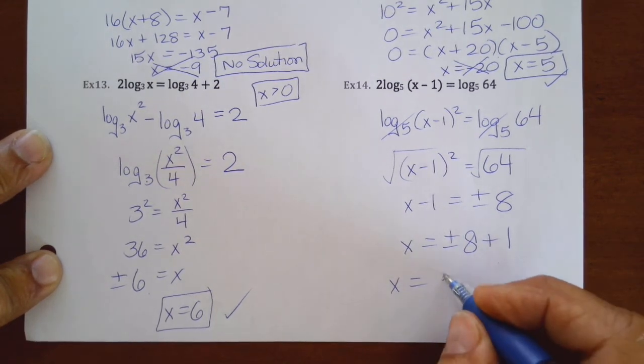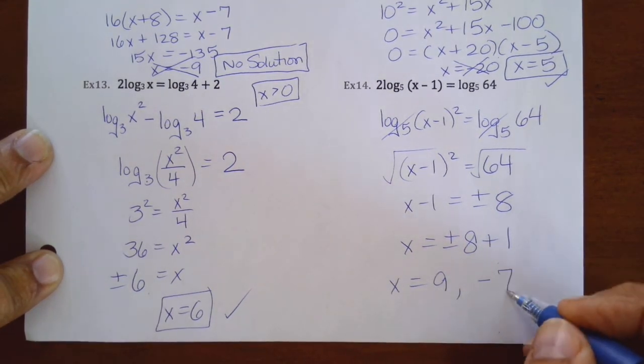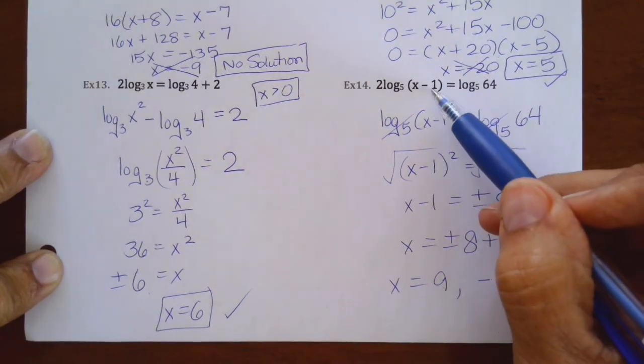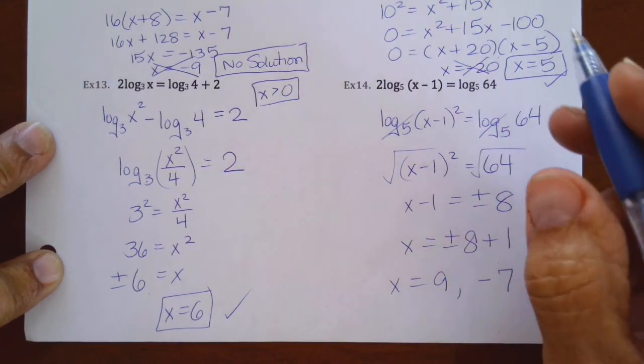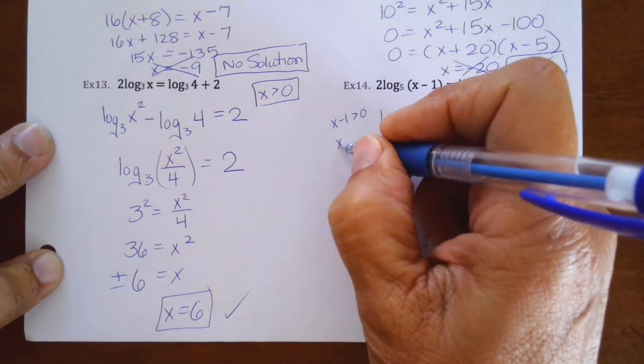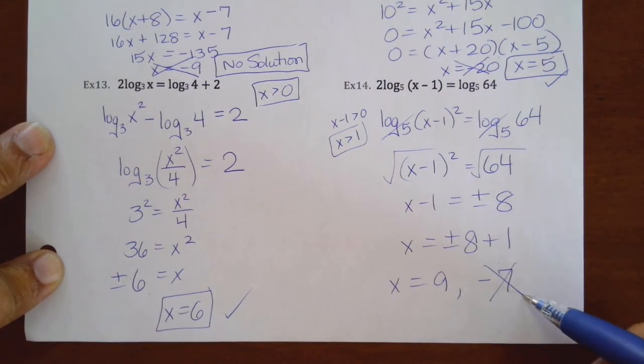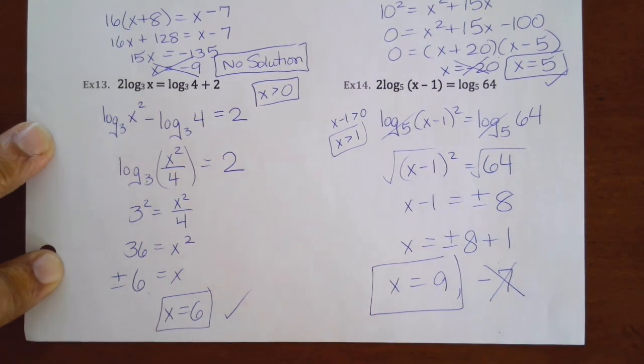Positive 8 plus 1 is 9. Negative 8 plus 1 is negative 7. Okay, look at your domain. X minus 1 has to be greater than 0. So x has to be greater than 1 is your domain. So negative 7 is not going to work. So 9 is your answer.